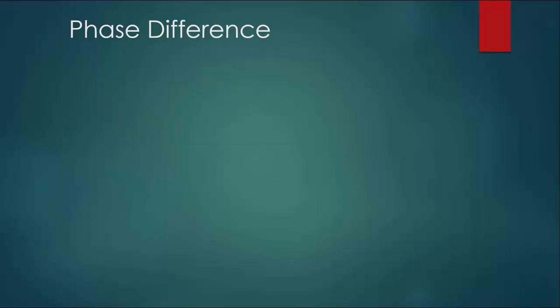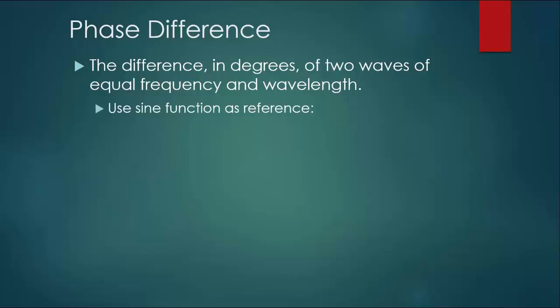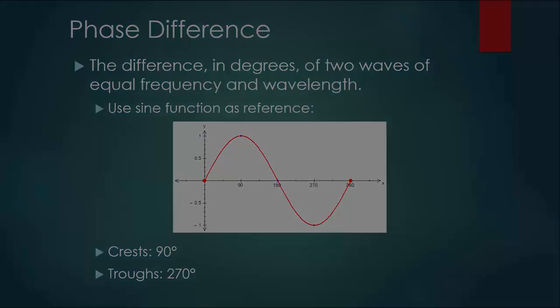One way that we can explain whether two waves will constructively or destructively interfere is by talking about their phase difference. This is the difference in degrees of two waves of equal frequency and wavelength. Let's take a look at the sine function and use this as a reference. I use this because hopefully it's something that you're familiar with. So the sine curve kind of looks like a transverse wave. It has a crest and a trough. The crest of a sine wave happens at 90 degrees, and the trough of a sine wave happens at 270 degrees. And we're going to use these two numbers to help us understand phase difference.